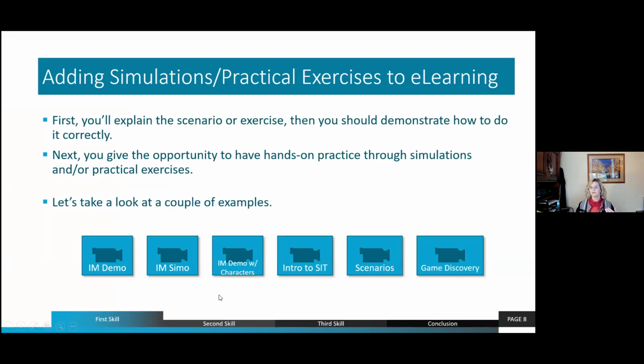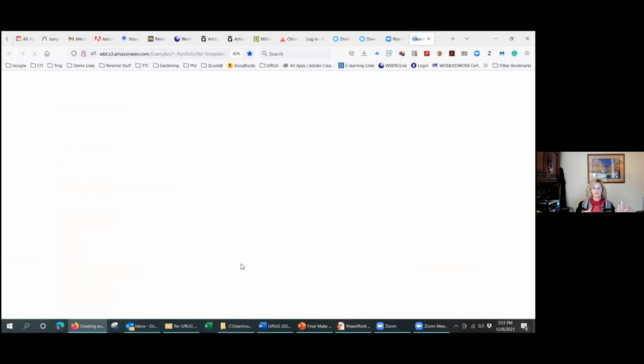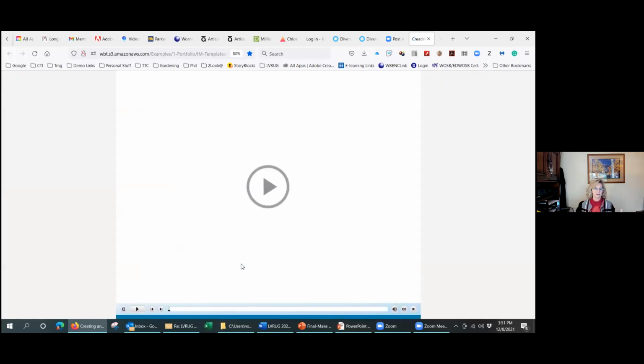But then you can also do things that make it a little bit more robust by showing characters. Rather than just showing them the screen and how to do this and how to do that, add in some different voices, some different characters, and go through that same kind of demonstration scenario, but with them talking to each other during it.